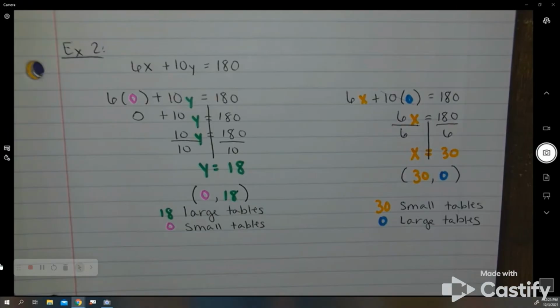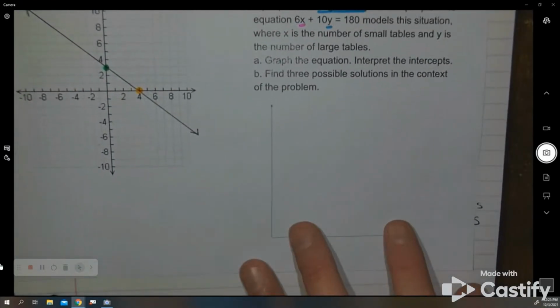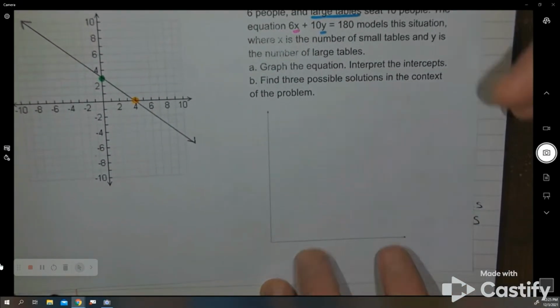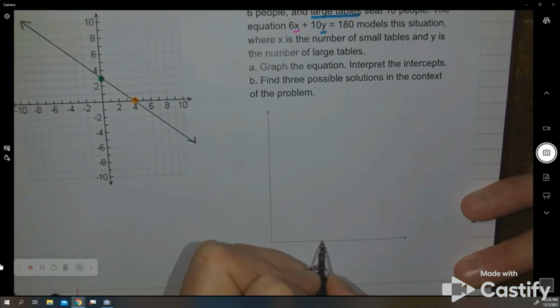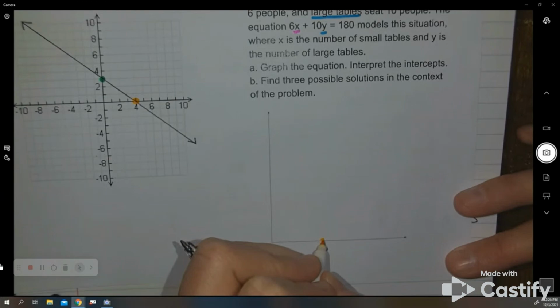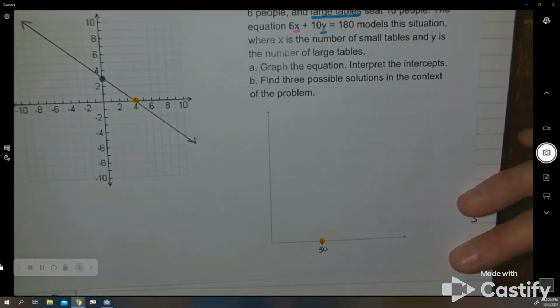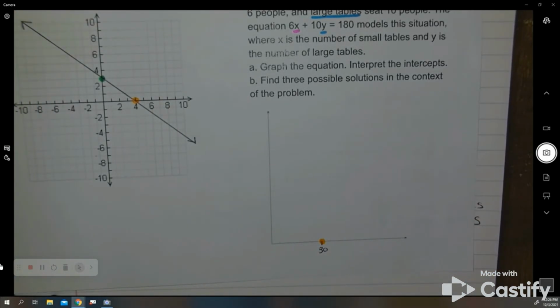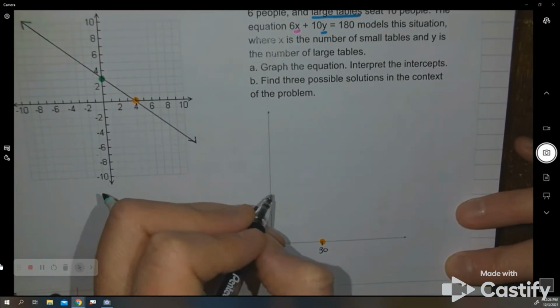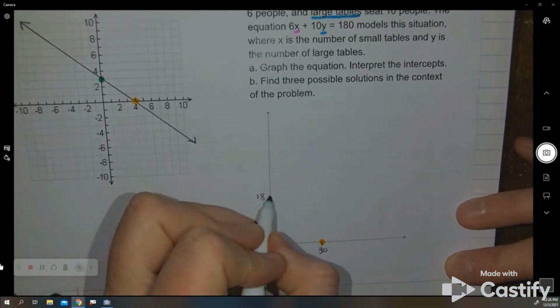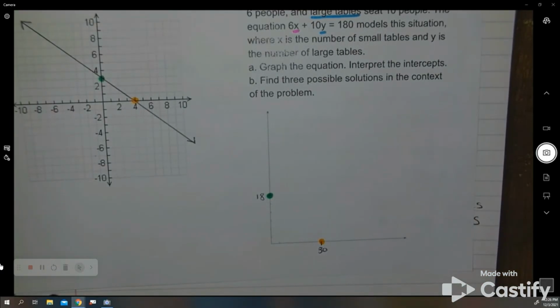So that was part A. We graphed the equation and we interpreted the intercepts. Oh, we didn't graph it. We just interpreted the intercepts. So we have (30, 0). Let's count these: 5, 10, 15, 20, 25, 30. So we have (30, 0). And then we had (0, 18). We'll count those by 3s: 3, 6, 9, 12, 15, 18 right there. So there are our 2 intercepts.